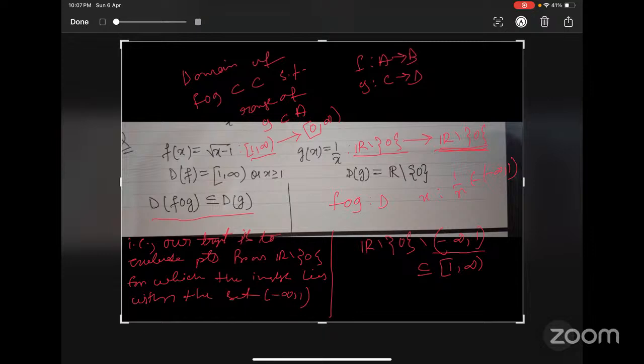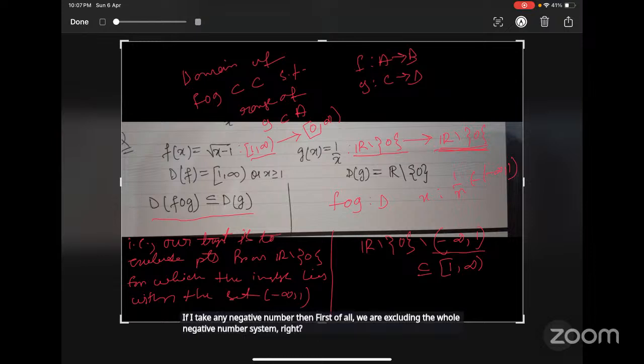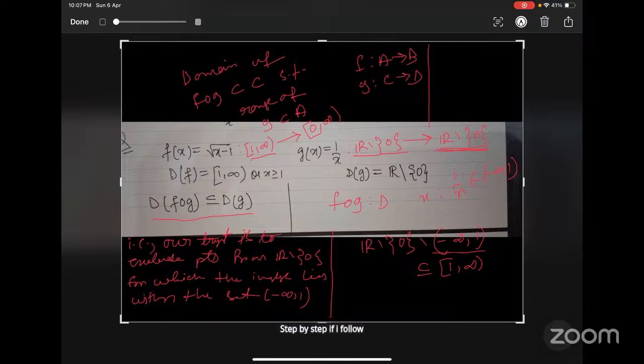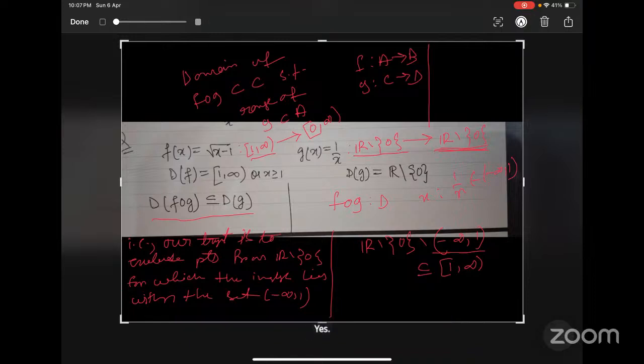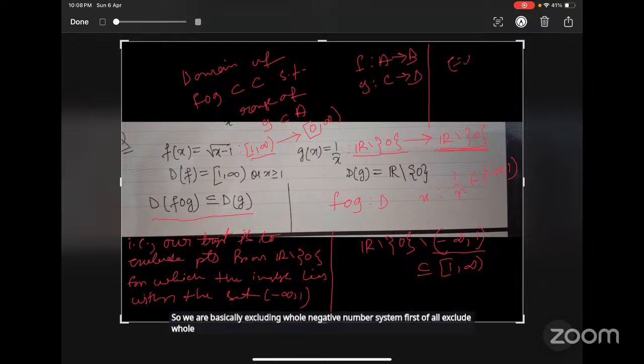What are the x? Will it be 1 to infinity only? If I take any negative number, then first of all, we are excluding the whole negative number system, right? Yes, ma'am. Step by step, if I follow. Whenever x is a negative number, 1 by x will automatically be a negative number, right? Yes, ma'am. So we are basically excluding the whole negative number system. First of all, exclude whole minus infinity to 0.